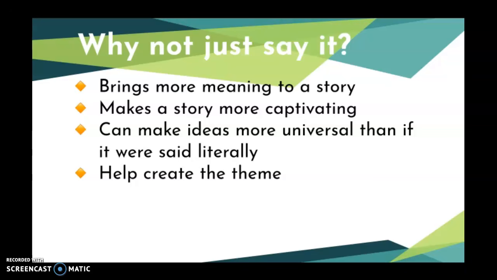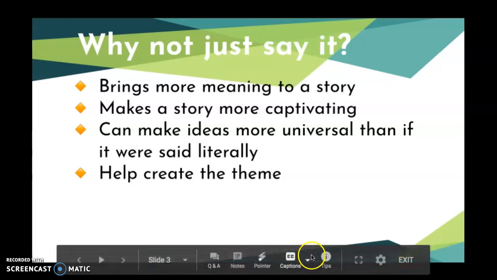Authors can make ideas more universal if they use symbolism than if they were to say it literally. If they say it literally, it might end up only appealing or applying to some people, where symbolism gives us some grace. It gives some room to be a little bit more universal, a little bit more general. But the biggest thing is that symbols help create the theme.